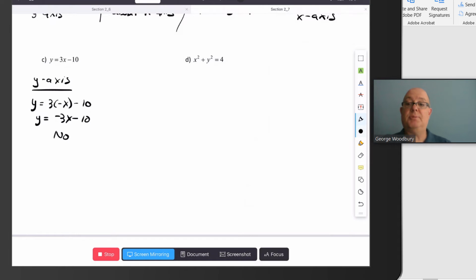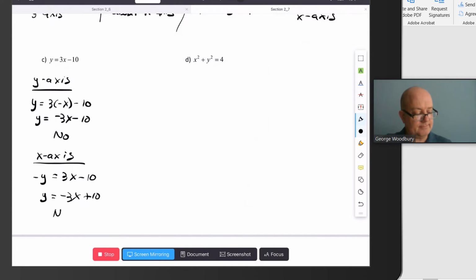That's not symmetric because it's not the same. If we check out the x-axis, negative y equals 3x minus 10, or y equals negative 3x plus 10. That's a no also. So this one's not symmetric with respect to either of those axes.